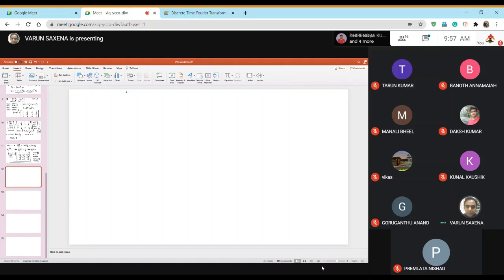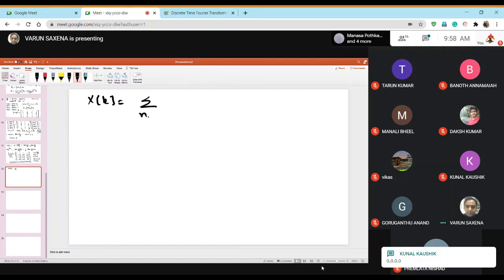Let's just look at how this matrix gets developed. Okay, so let's look at this. What is the basic definition? The basic definition of DFT is this.